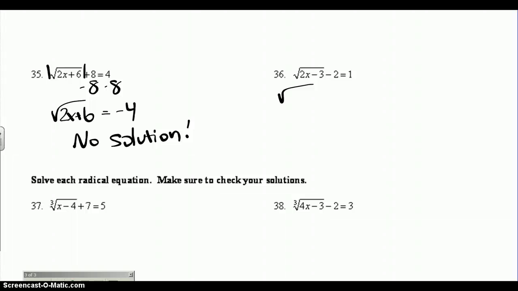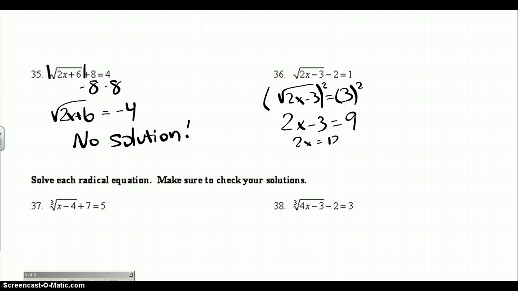Okay. Number 36. Same thing, we need to isolate. So I'm going to add 2 to both sides. It's going to give me 3 over here. And now I'm going to square both sides. So I need to undo my square root, which gives me 2x minus 3 equals 9. Add 3 to both sides, gives me 12 over here, divided by 2 gives me 6.